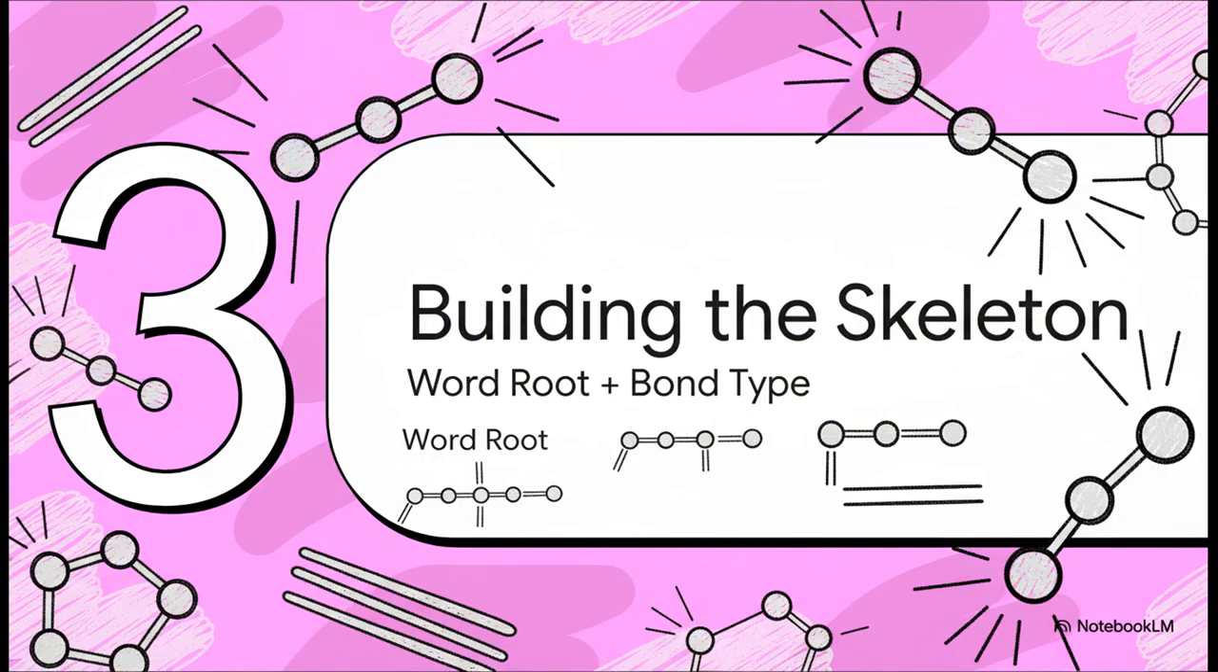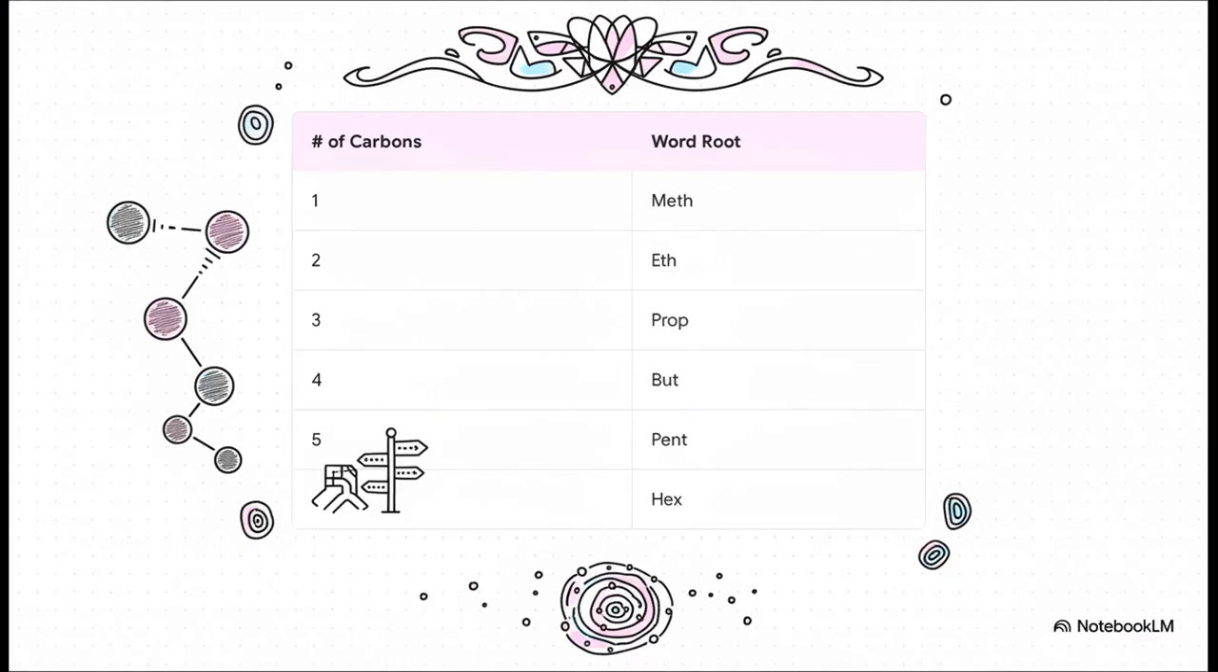All right, section 3. Let's zoom in on the absolute foundation of the molecule, its carbon skeleton. This whole thing is built from just 2 of those 5 parts we just saw. The word root for the length, and the primary suffix for the type of bonds holding it together. So, the word root is the first bit of vocabulary we need to learn. It's super simple. As you can see, 1 carbon is meth, 2 is eth, 3 is prop, and so on. This is basically the street name in our molecule's address. Remember our first example? The but told us we were on a 4-carbon street.